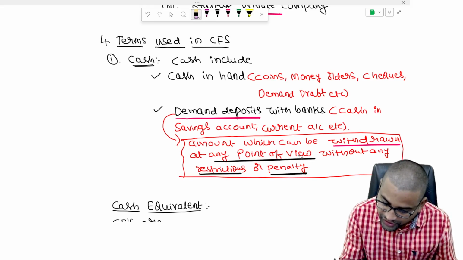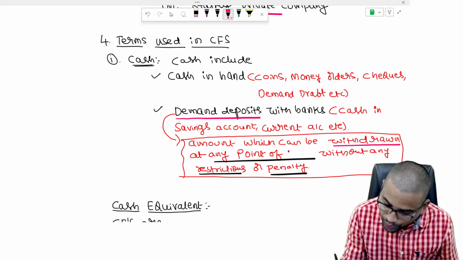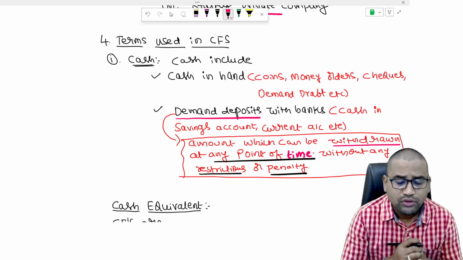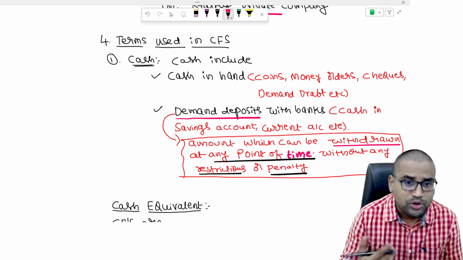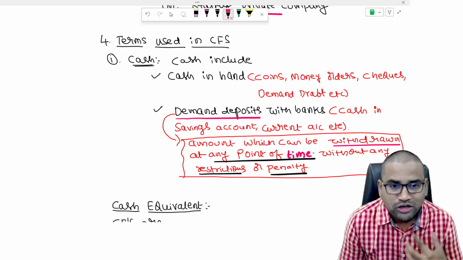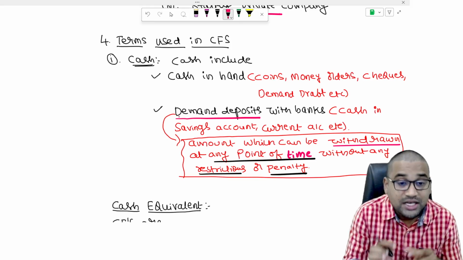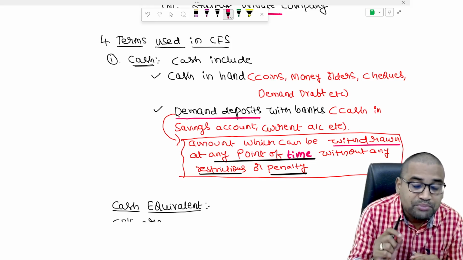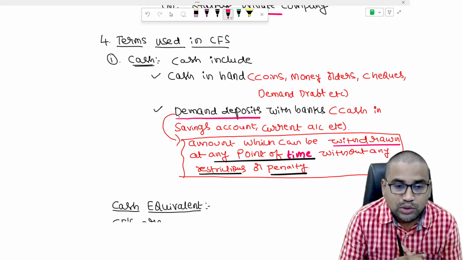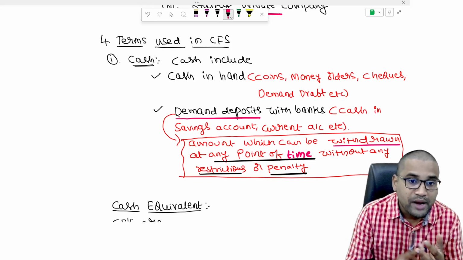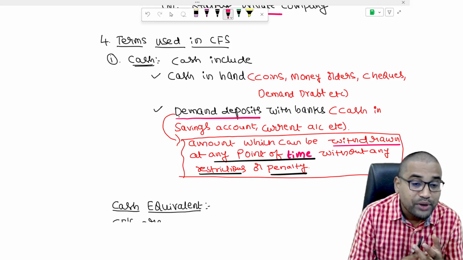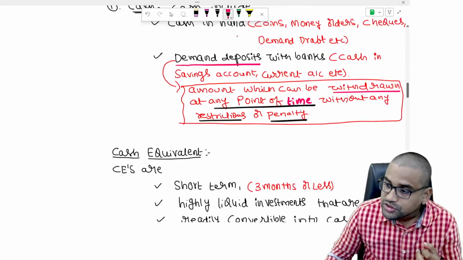If you want to withdraw, you can withdraw. Nobody is going to question you, and you are not required to give any prior notice either. That means the amount in our savings account or current account, if I want, I can withdraw at any point of time. That is called demand deposits. And even these demand deposits are part of cash, so they are going to ask you an MCQ. Cash includes cash in hand and demand deposits. Demand deposits means any amount in the bank which can be withdrawn at any point of time without any prior notice or restriction. Okay, so we understood what is cash.